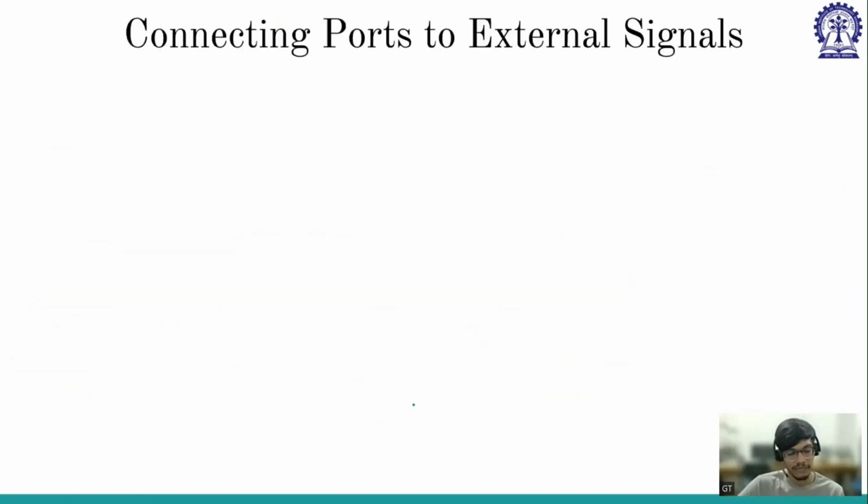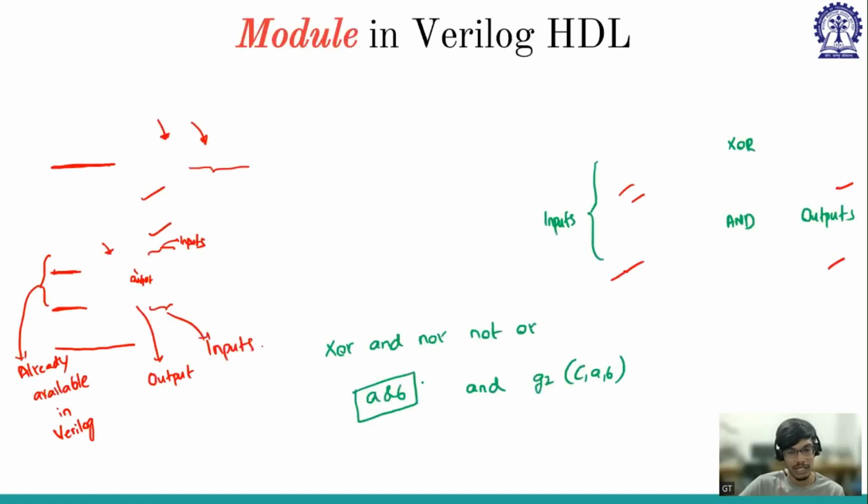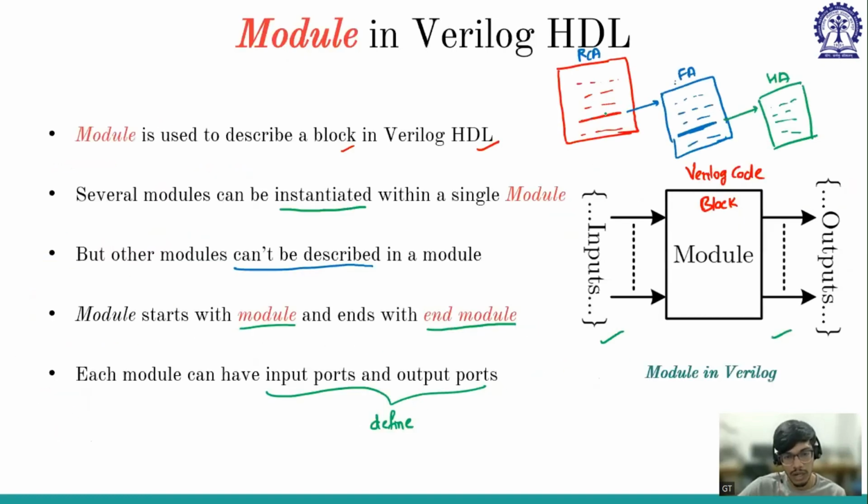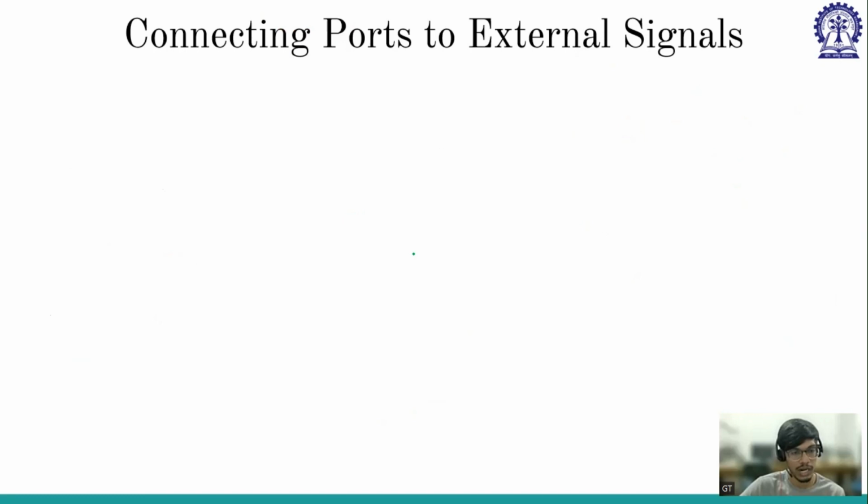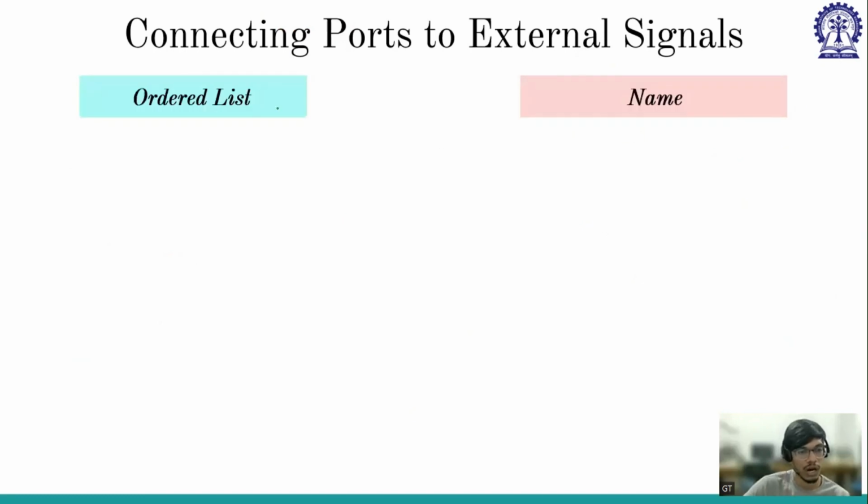Now, as I have discussed here, I am calling the full adder in the ripple carry adder, but the ripple carry adder has some variables and the full adder has some variables. It doesn't have to be the same variables. So how do I call it? There are again two ways. You can call them by ordered list, or you can call them by name. Let me give one example.